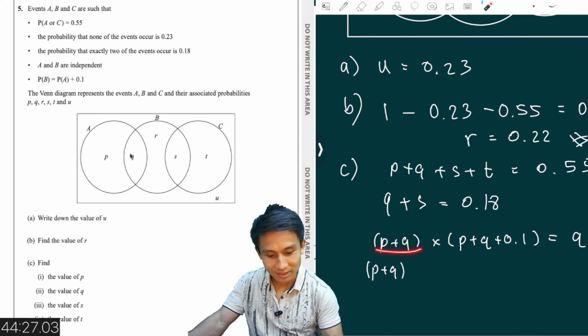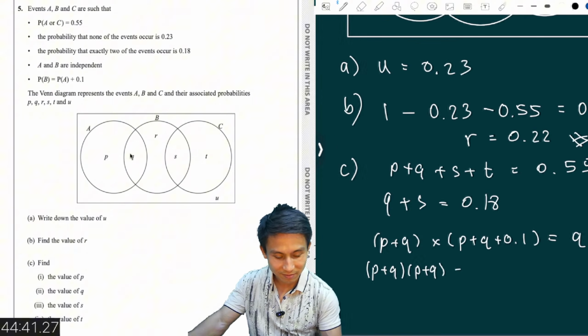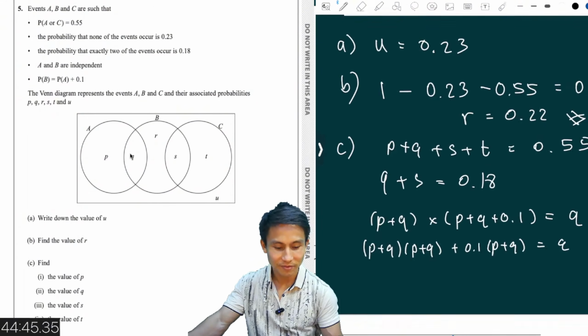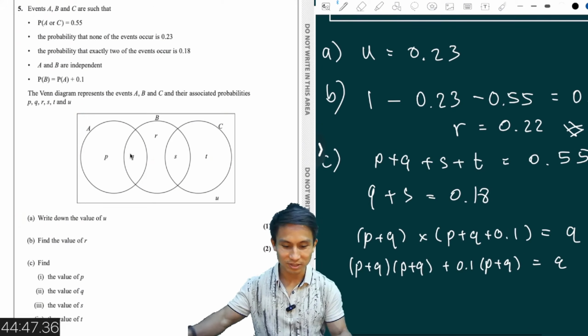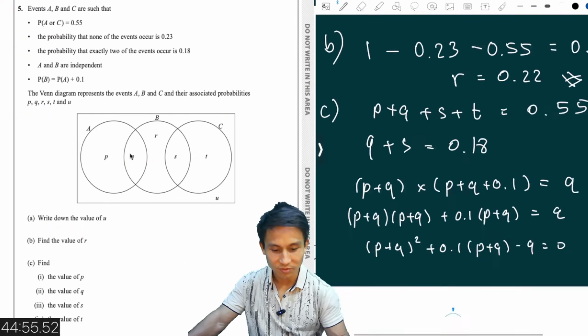So if you look at this as a whole group, and this is P plus Q as a whole group plus another thing. So basically it's going to expand this whole thing to this and this whole thing to 0.1. So that makes it this plus 0.1 P plus Q like that. I don't want to just go expand like 3 and 2 terms there. And this will be P plus Q squared plus 0.1 P plus Q minus Q equals 0.